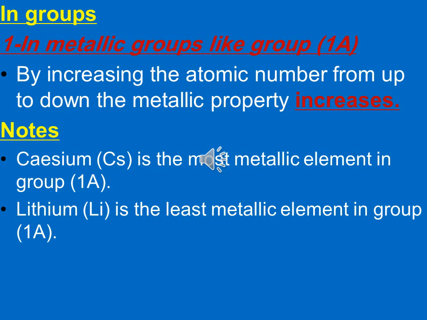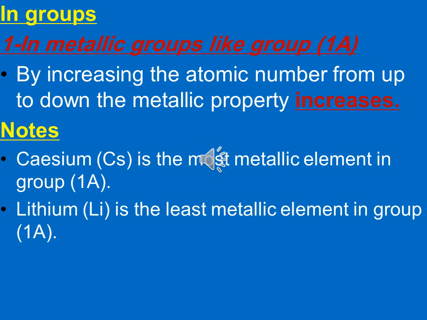And as the attraction is decreasing, it's easy to lose electrons, and the metallic property is to lose. Once it's easy to lose electrons, the metallic property increases. So again, in metallic groups like group 1A, as we go from up to down, the attraction force is decreasing, so losing is easier. Losing electrons is easier because the attraction force is decreasing. So the metallic property is increasing in group 1A.